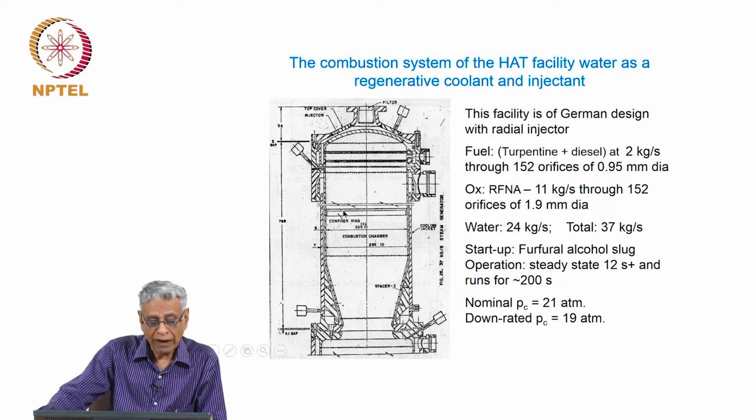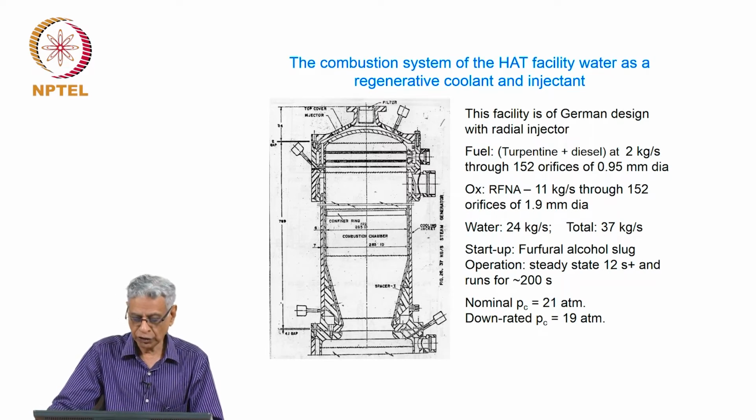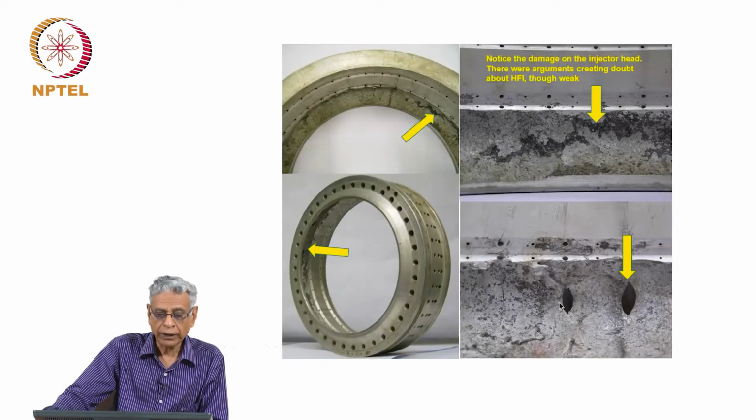After the combustion was completed, water was injected so that we would get steam at high pressure, and this would become the agent for creating the ejector action. So nominal pressure was 21 atmospheres. When it was operated, there were occasional instabilities.